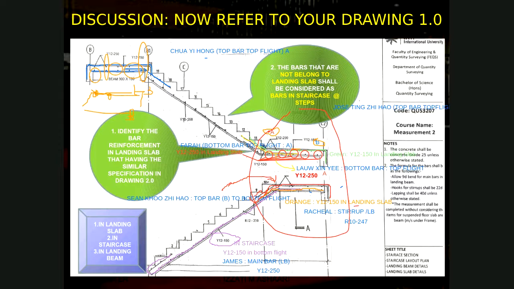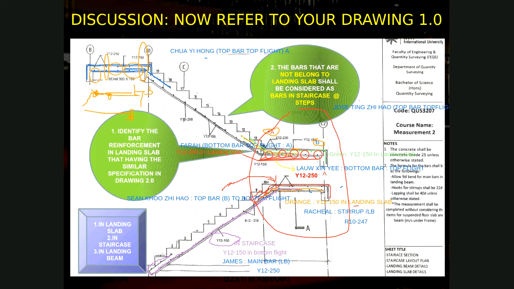Okay, I will start with the discussion for the bar inside the landing slab first. We identified just now A as Y12 250, and I highlight this one in red color. Okay, so you can see B is in blue color, Y12 150. So my first question is to identify for Chua Yi Hong to identify the top bar, that is A.